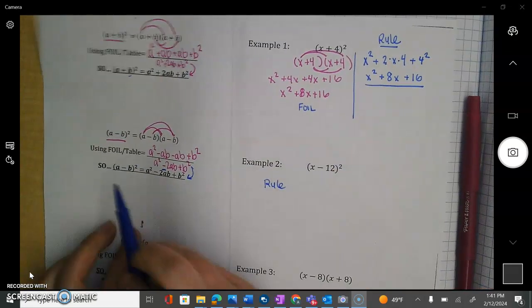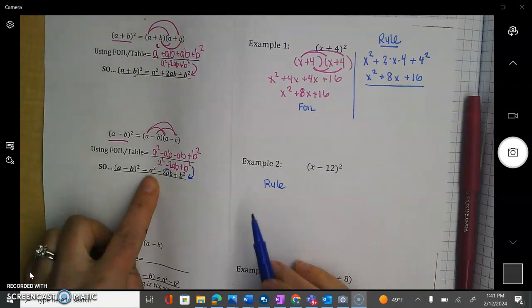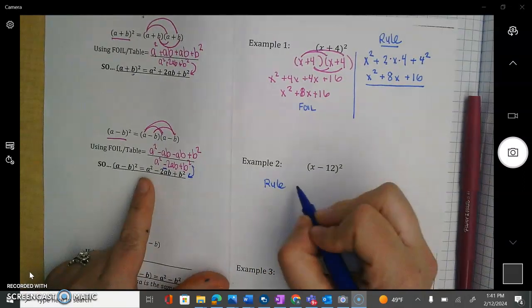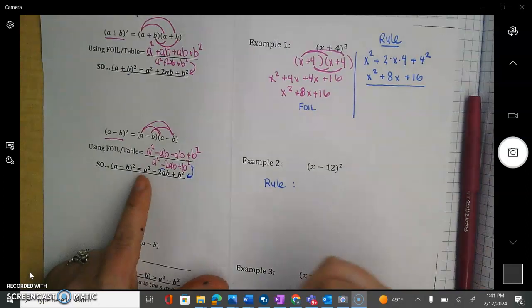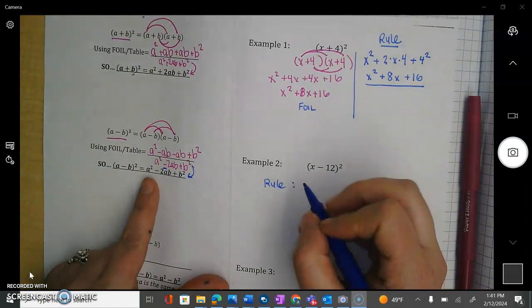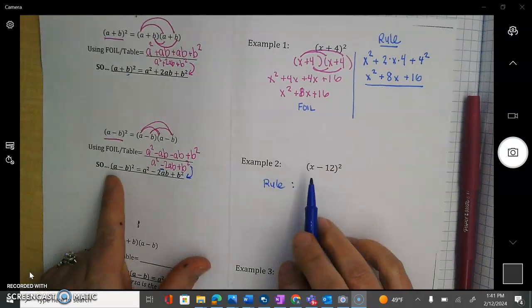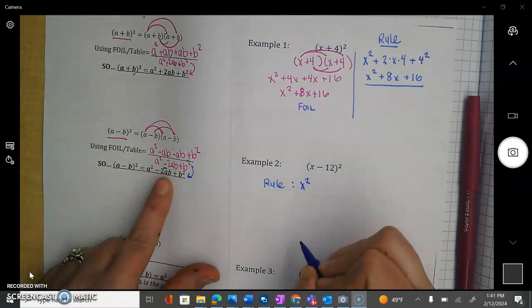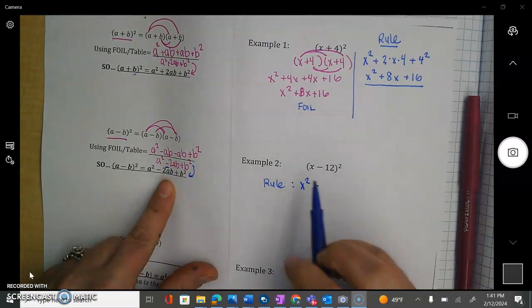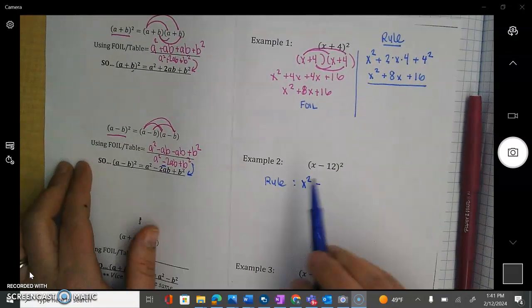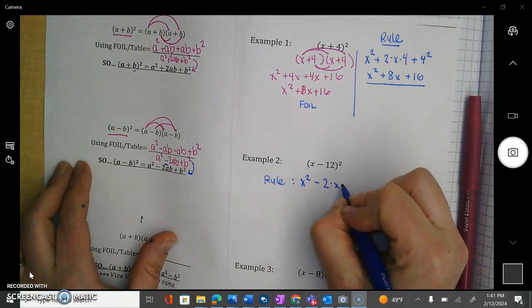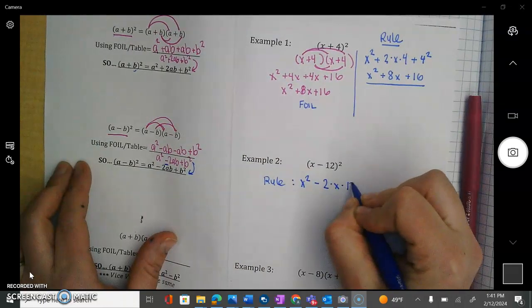Okay, so if I know that a minus b squared should equal a squared minus 2ab plus b squared, we can just figure out what is a, what is b, multiply the things together, and then there's our trinomial. So in this case, a being the first term is x, so I'm going to do x squared minus 2 times a times b. So 2 times the first term times the second term. So 2 times x times 12.